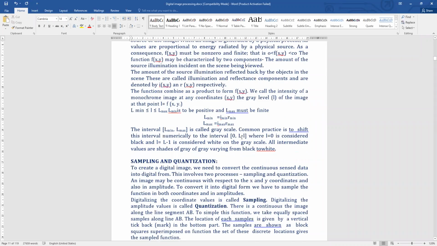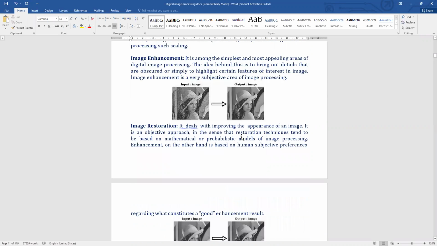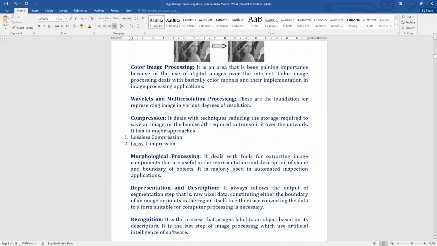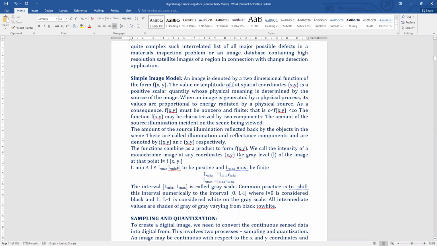Next is sampling and quantization. There is one more word, that is segmentation. We are dividing the image into sub parts. As per our requirement, we segment the images as per our need. Fine. So we are moving towards the next part, that is the simple image model.